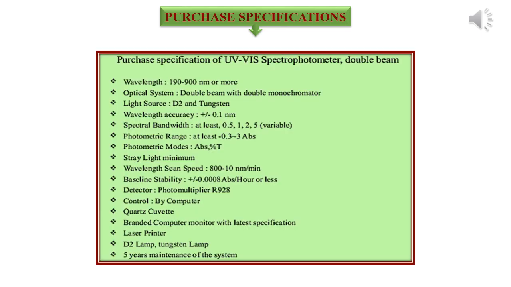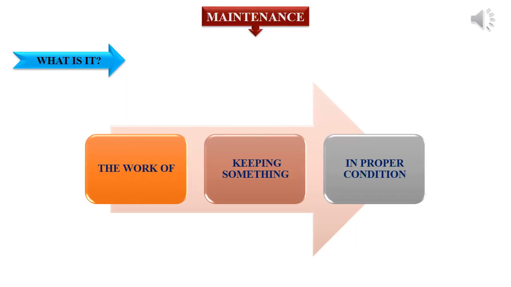Here is an example of purchase specification for an instrument called UV visible spectrophotometer double beam. Just note down what the purchase specification parameters are. So with the last slide, purchase specifications get over. We have completed equipment selection and purchase specifications.